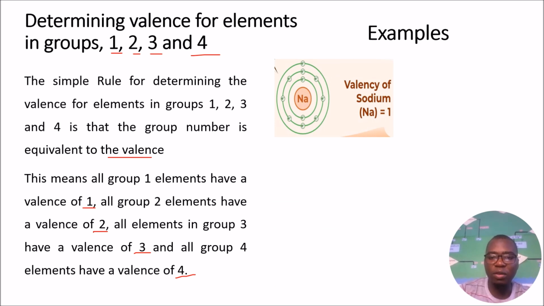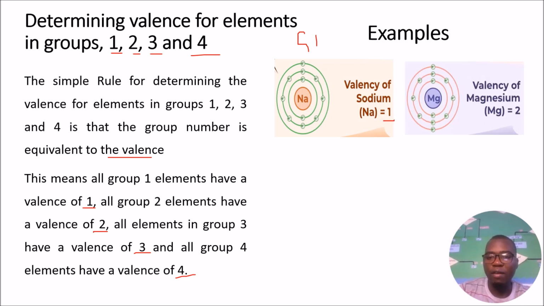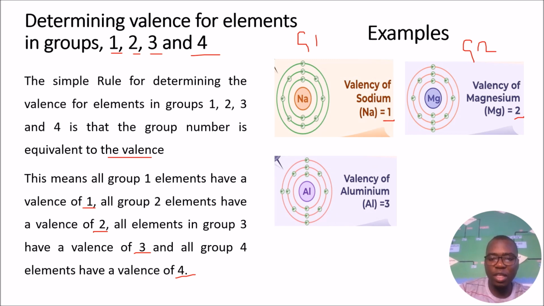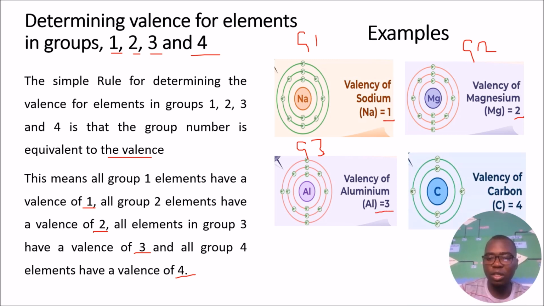Sodium is found in group 1, therefore it's going to have a valency of 1. Magnesium is found in group 2, therefore it's going to have a valence of 2. Aluminium is in group 3, therefore it's going to have a valence of 3. Carbon is in group 4, therefore it is going to have a valence of 4.